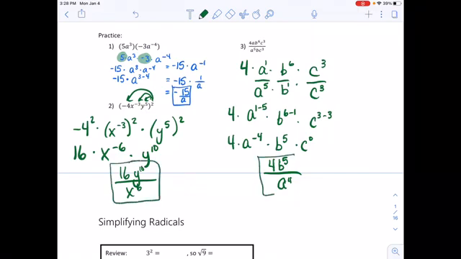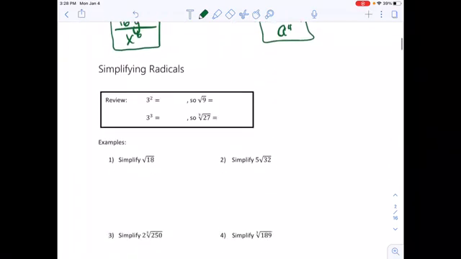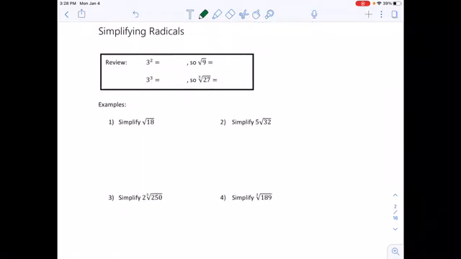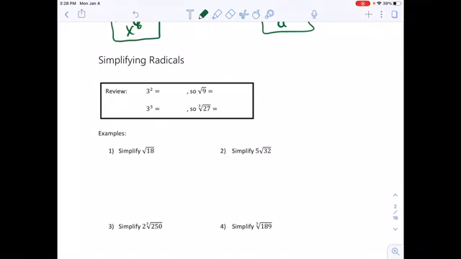And that is our solution there. Now, this next part, simplifying radicals, is a lot of review. I'm going to go through them, talking through some of them, but mostly just working through them. To start though, this review, 3 squared is just 3 times 3, which equals 9.